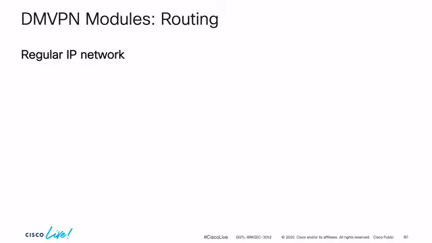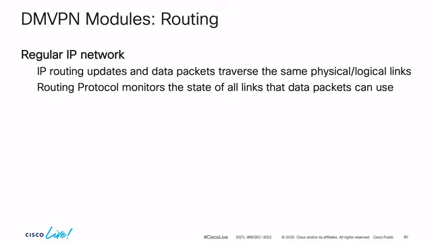But let's look at some minor differences which are very important as far as routing is concerned, between a regular IP network and running a routing protocol over a DMVPN network. In a regular IP network, when you configure routing, the routing protocol monitors the state of all the links that the data packets can use, and the routing updates and the data packets traverse the same physical and logical links.